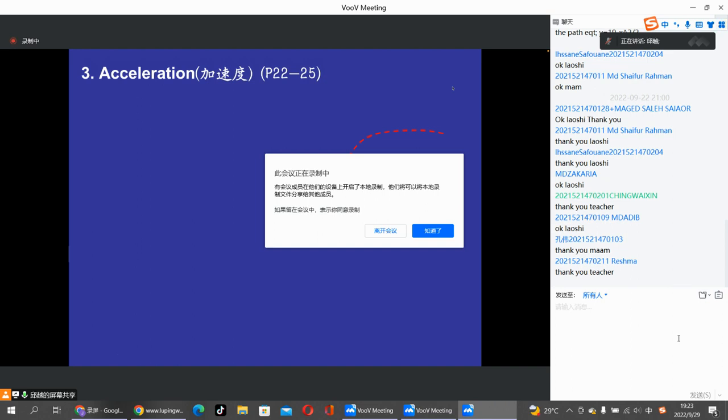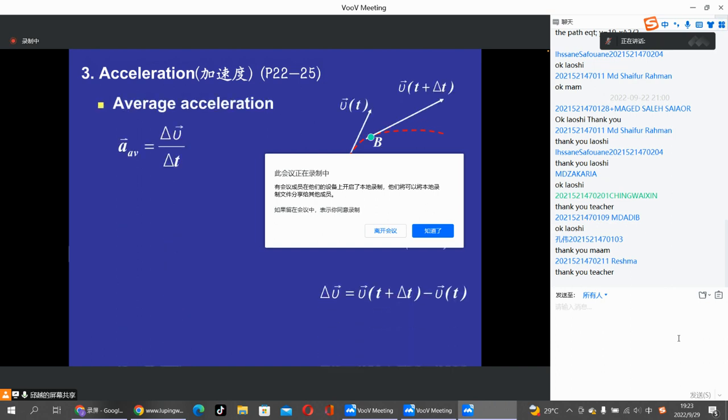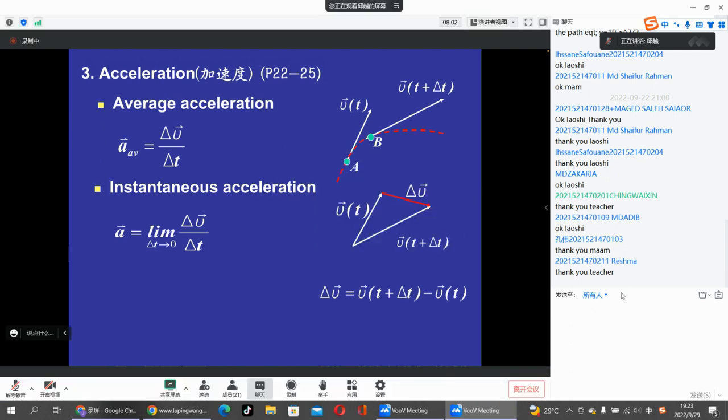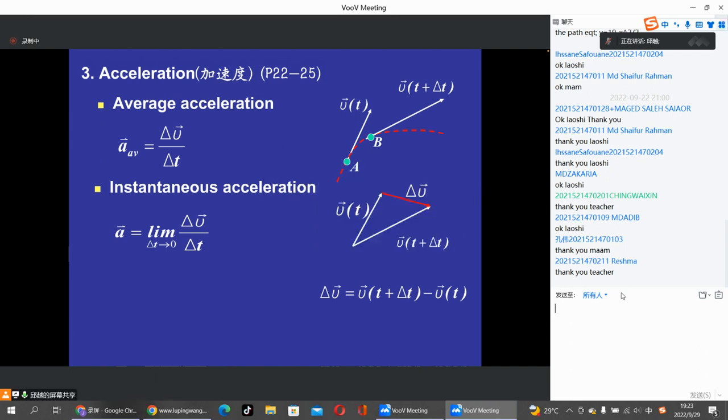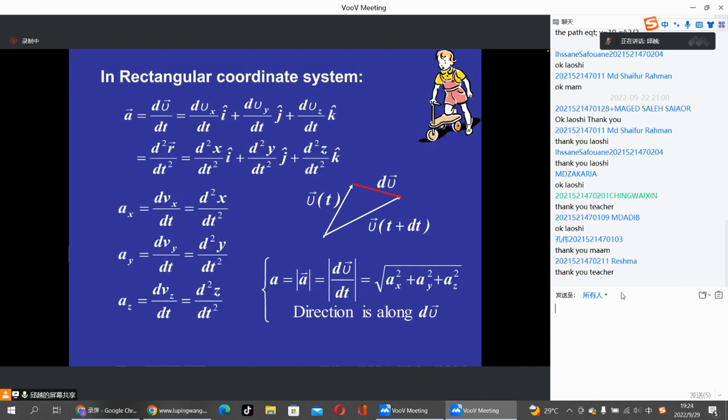And then we come to the definition of acceleration. Acceleration is the average of the addition vector of velocity v, and it can be expressed as the first derivative of velocity and the second derivative of the position vector.